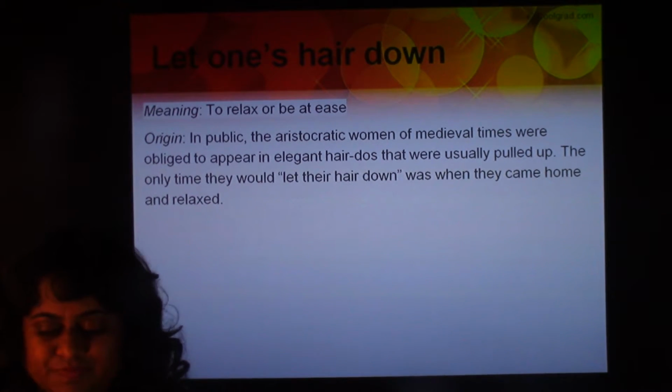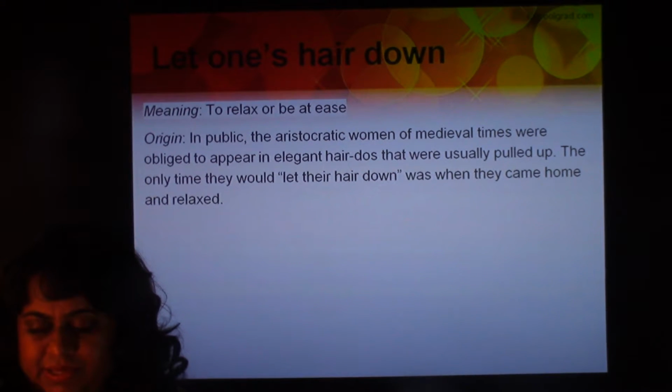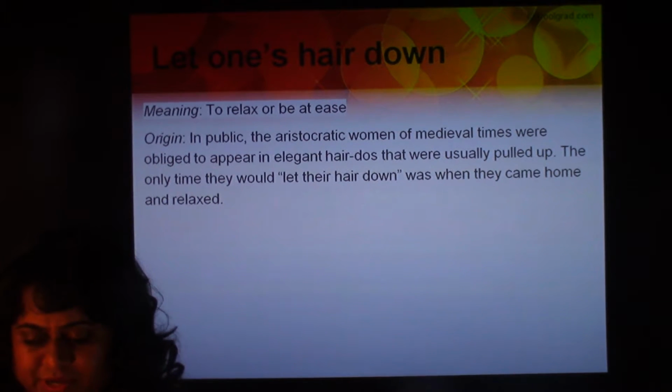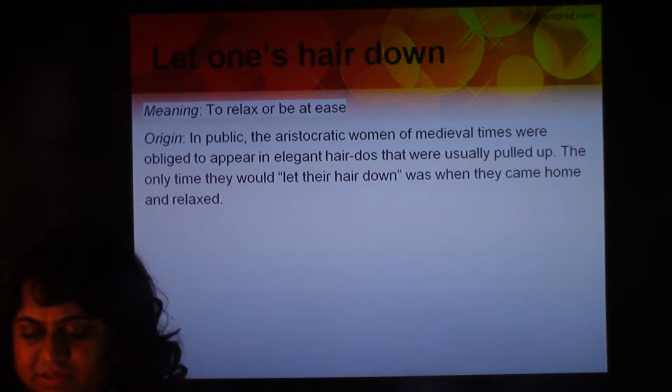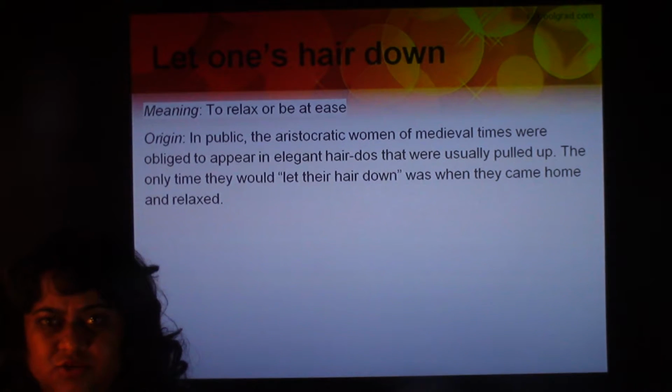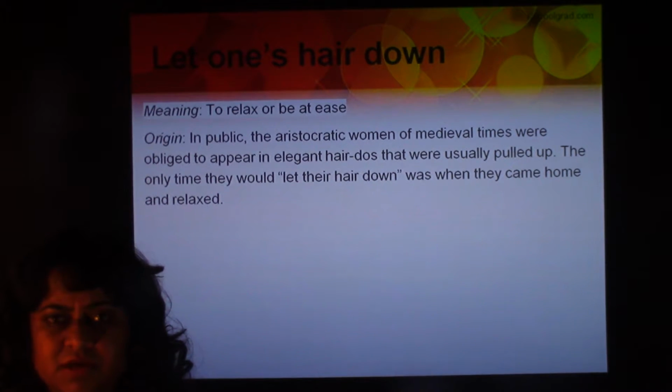To let one's hair down means to relax or to be at ease. In public, the aristocratic women of medieval times were obliged to appear in elegant hairdos, and they were usually pulled up. So the only time they would let their hair down was when they came home and relaxed. A lot of these, especially French bureaucratic women and a lot of other European women, had all these elaborate hairdos, which took hours sometimes to make, and they had to present themselves in court and all this stuff in a formal setting.